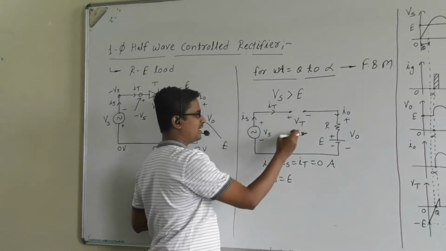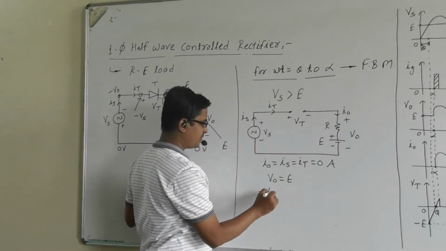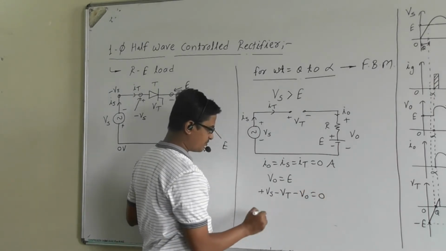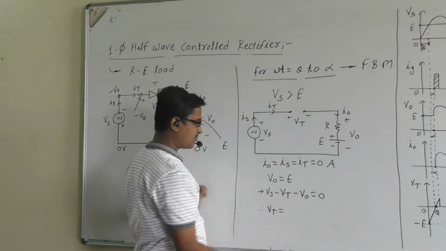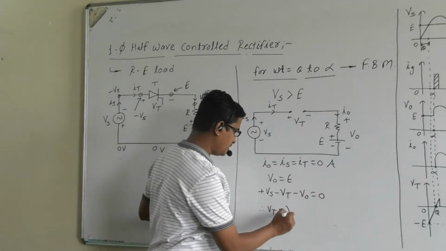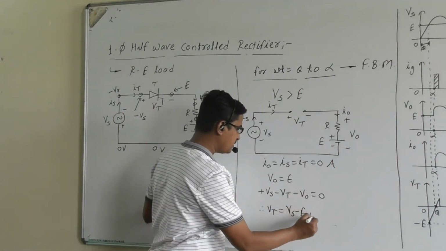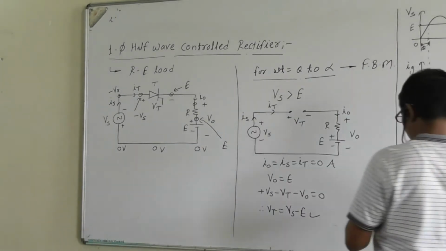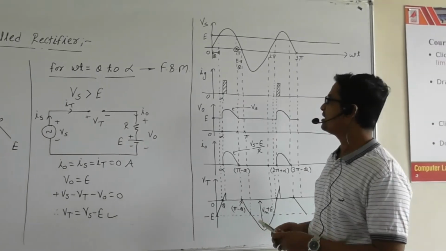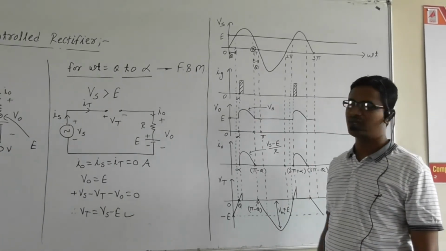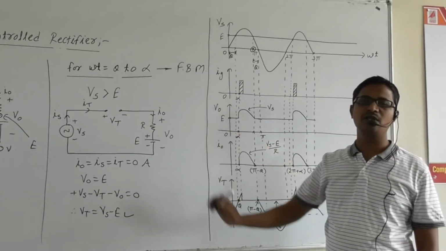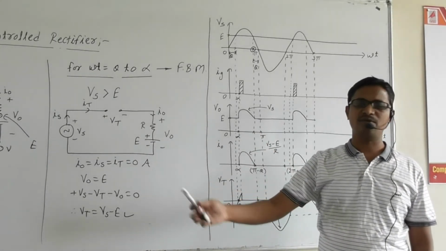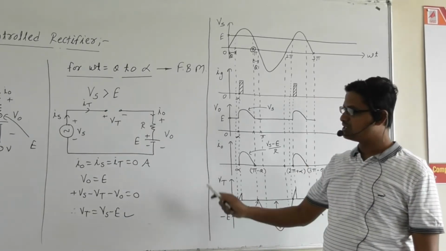Next, again what is Vt? Can we apply KVL? Same thing, plus Vs minus Vt minus V0 is equal to 0, right? So from this we can write Vt is equal to Vs minus E. Are you getting the point? So here Vt is Vs minus E. If you check the waveform, from omega t is equal to theta to alpha, what is V0? It is E only. From theta to alpha, I0 is 0 because SCR is in the off state. And what is Vt? Vt is Vs minus E.